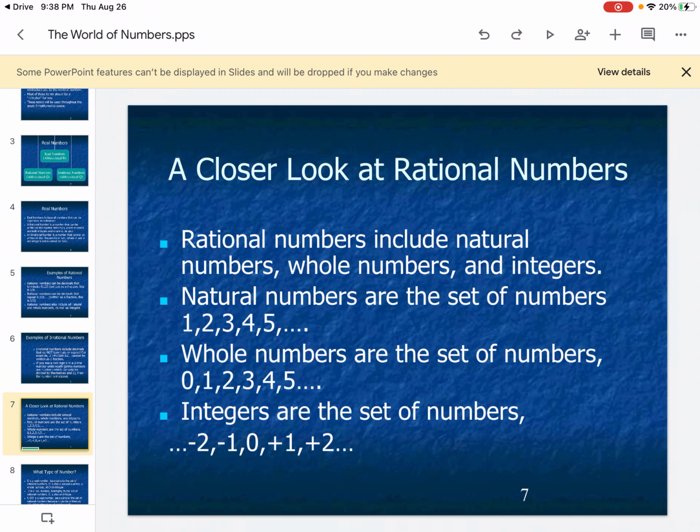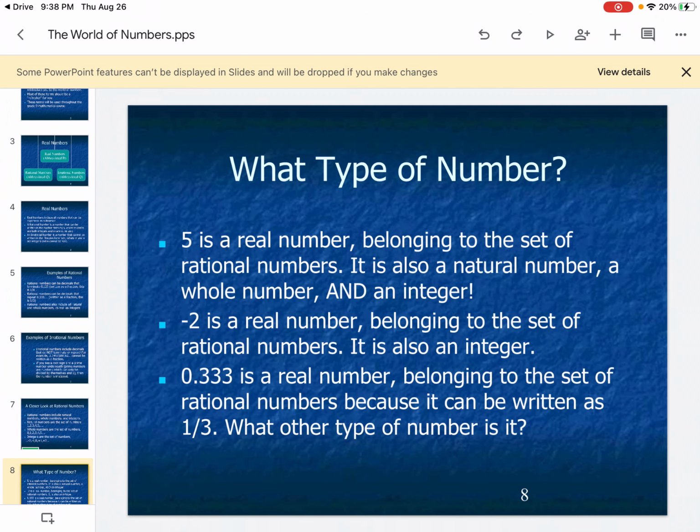numbers, okay? So we're looking at a number now. 5, it's a real number. Everything is. It's also rational, because it can be a fraction. It's a natural number, and it's also a whole number. And it's an integer, so it's everything.